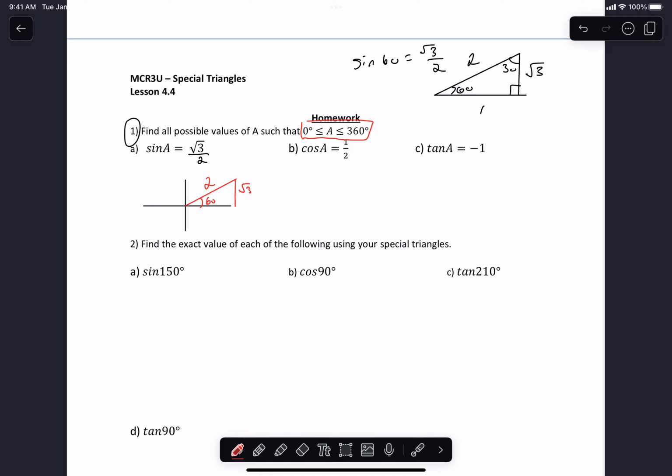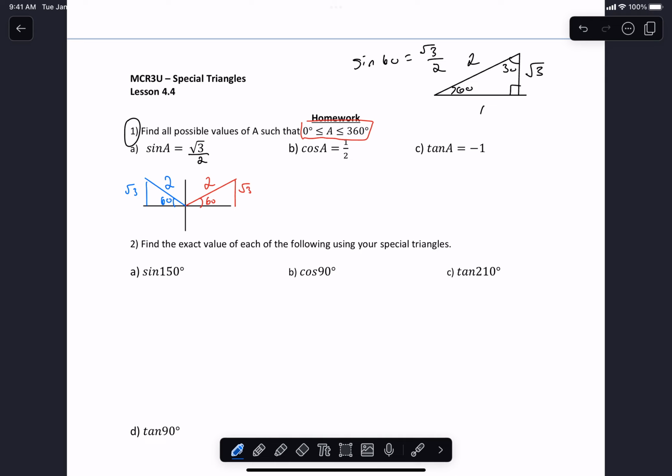So if I draw over here, is it not true that it's positive root 3 there and 2 as the hypotenuse? What makes it this angle then? Also 60.